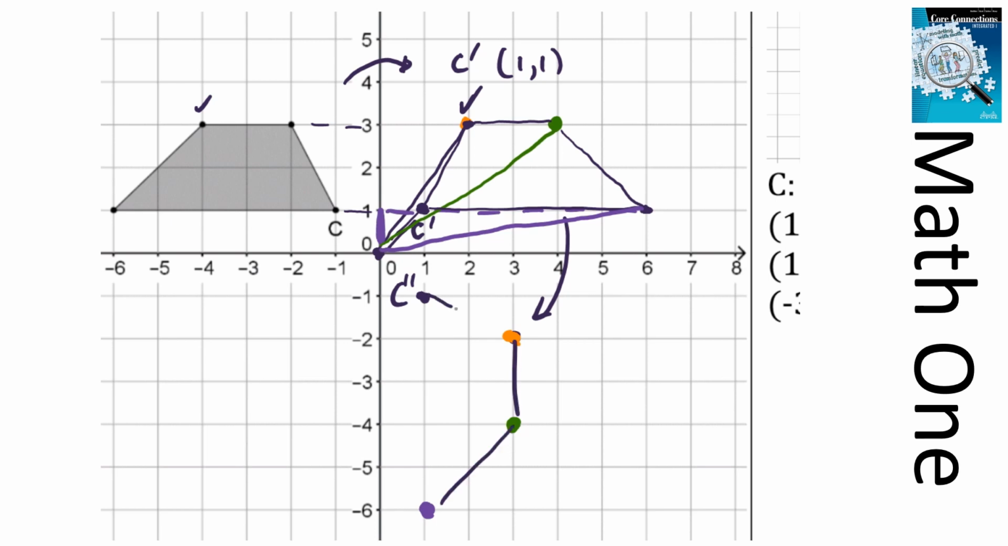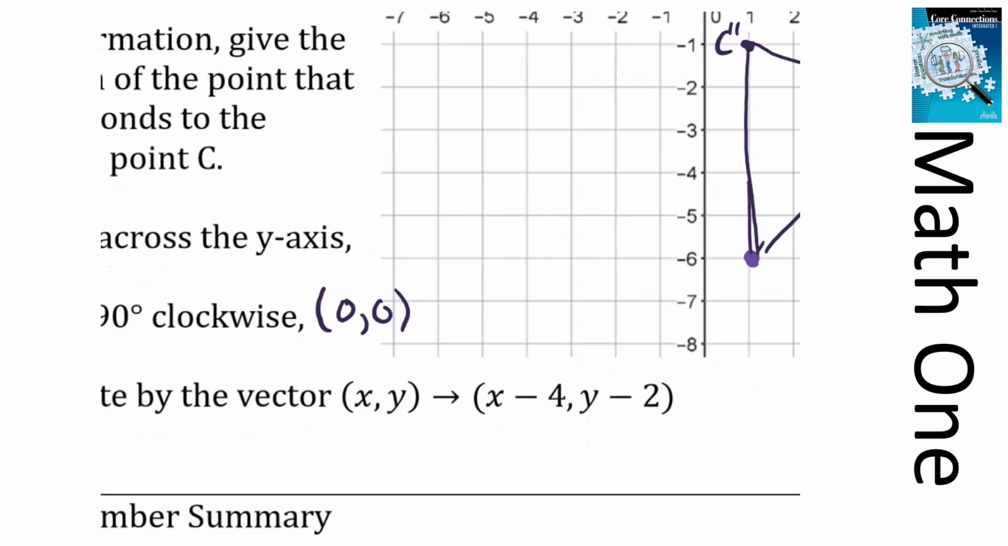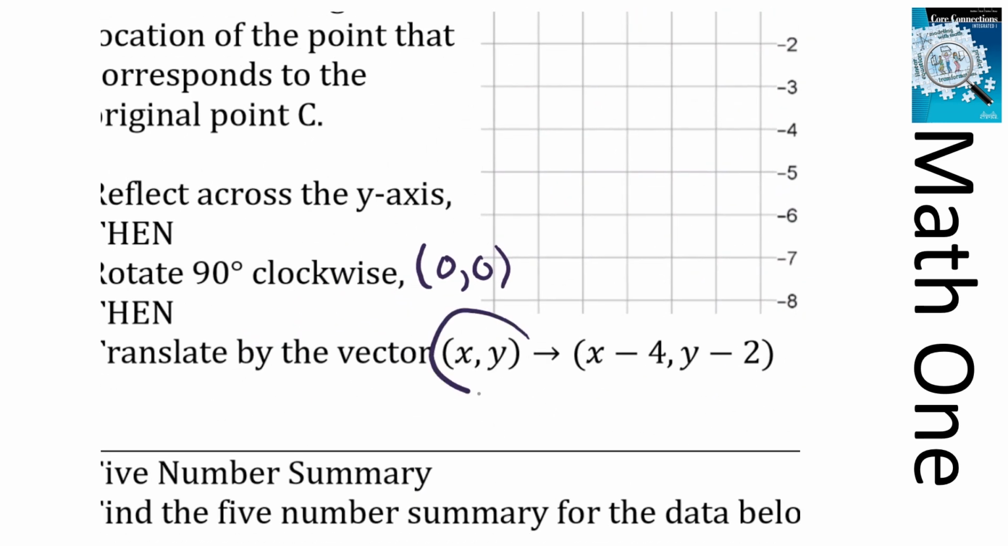This is what it looks like after this rotation of 90 degrees about the origin. This origin is my center of rotation. And when I'm done with that, you'll notice that C double prime is now located at the point 1, negative 1. Now I'm going to do this one last time. The last thing that I'm asked to do is translate by a vector. And it says every x, y that you have, you're going to take your current x value and subtract 4, and take your current y value and subtract 2 from that. So subtract 4 from x and subtract 2 from y.